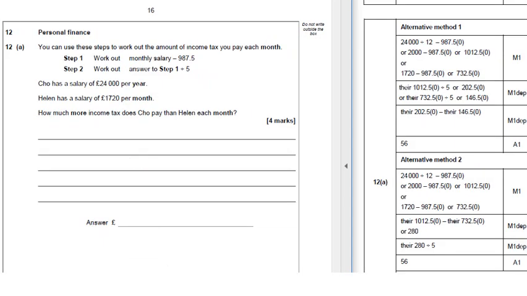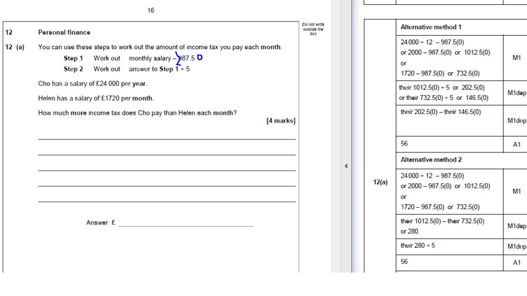Question 12, page 16. I'm near the end now, so this is good. Personal finance, question 12. So we're on a new question now. You can use these steps to work out the amount of income tax you pay each month. Step 1, work out your monthly salary. Take away £987.50. Should have a pound sign as well. Ooh, but now I can't see the number. And then divide your number by 5. So income tax. Oh, right.